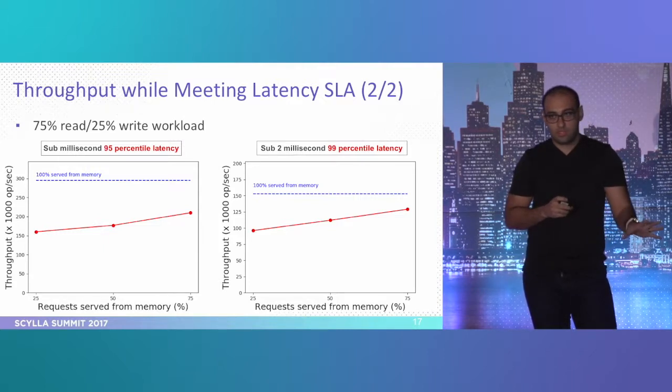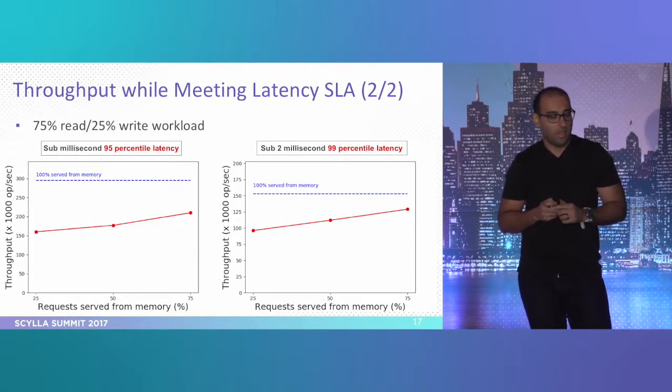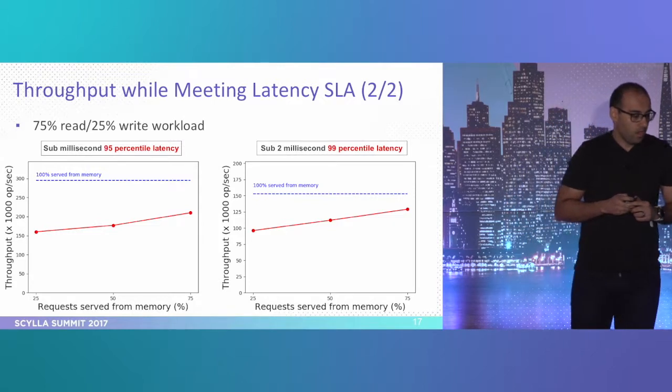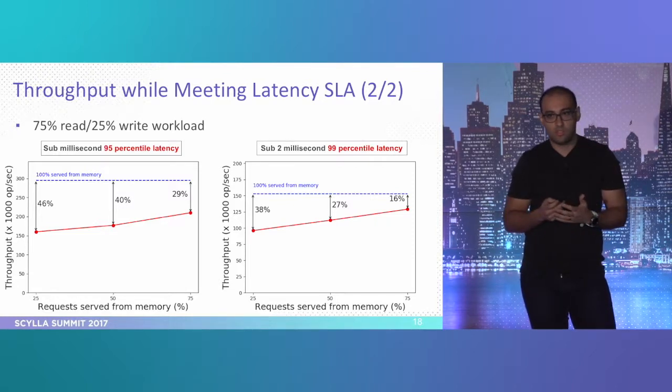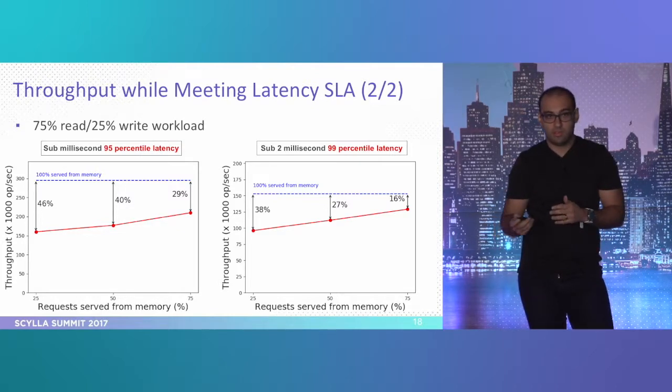Again, we have two SLAs. In one case, we're looking at 95 percentile latency sub-millisecond, and the second case, sub-2 millisecond, 99 percentile latency. On the left side, if I draw the lines, we can see that as soon as we started introducing some writes into the system, the gap shrinks even more. And now we're talking about 46, 40, and 29. In the 99 percentile, the gap is even smaller. We're talking about 38, 27, and 16%.